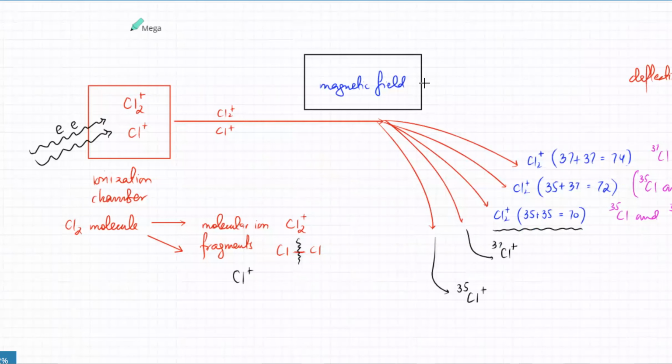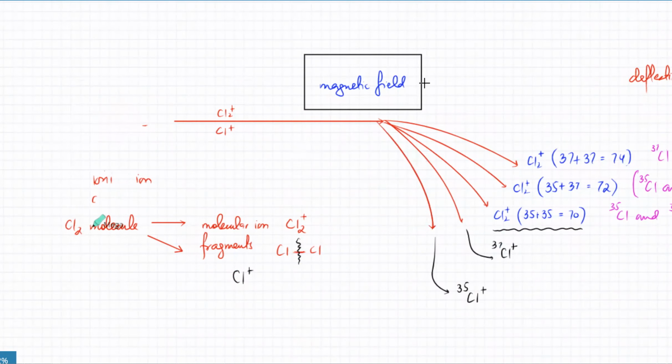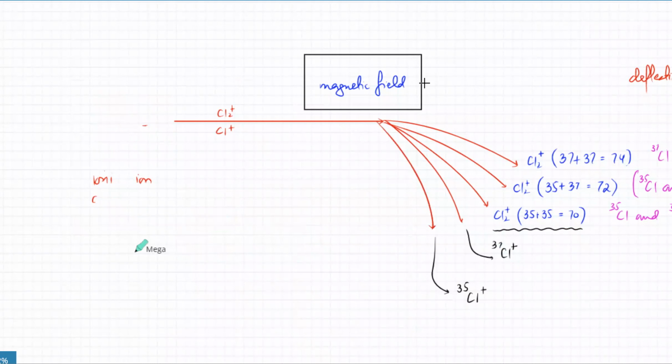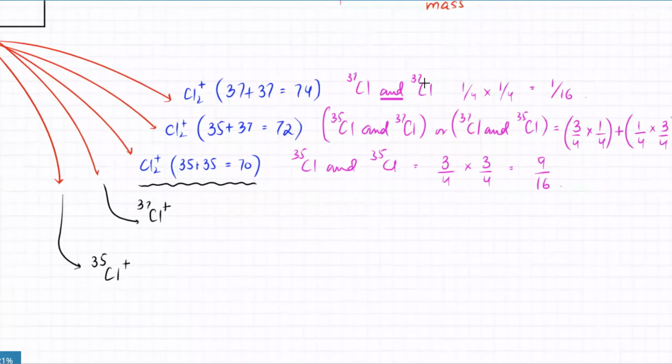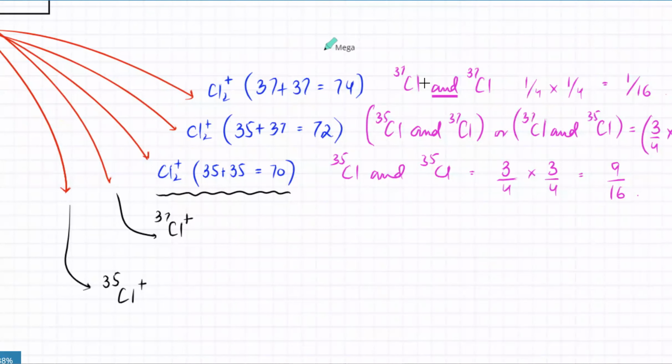So let's just keep things simple. So I have Br2+1 now. That's my molecular ion, and it might break down into fragments. Bromine atoms would be the only fragments that would be produced. Now I would have to change this. So let me just replace the Cls with Br. Just a second.